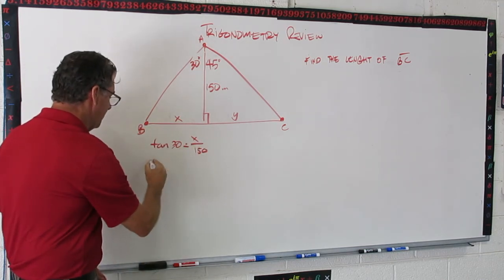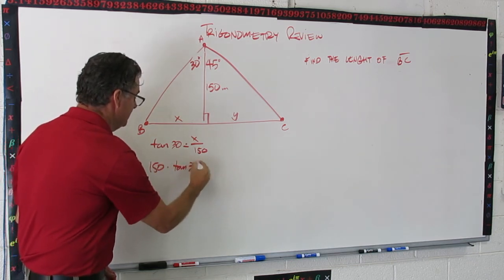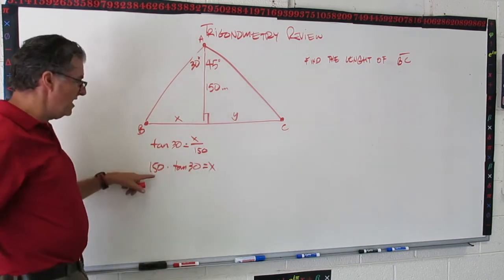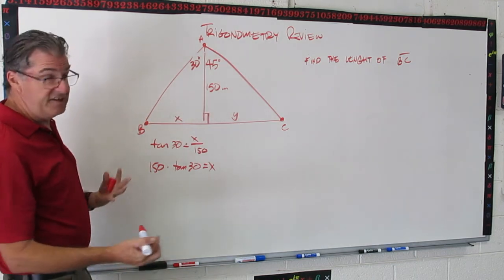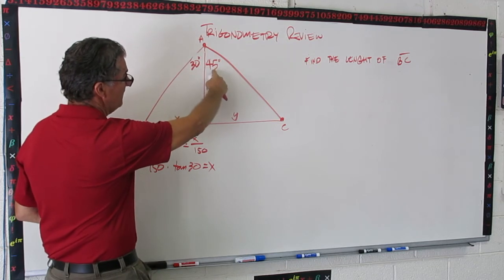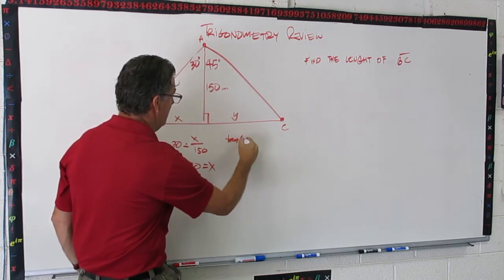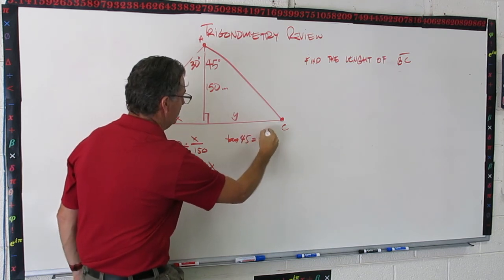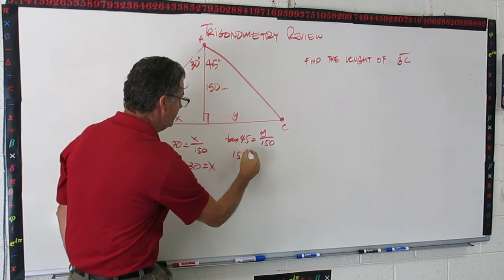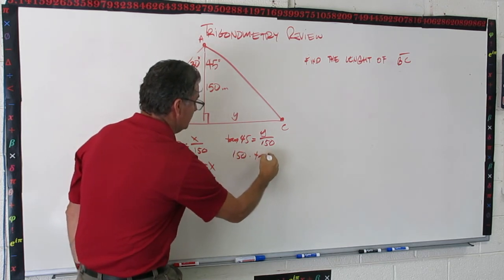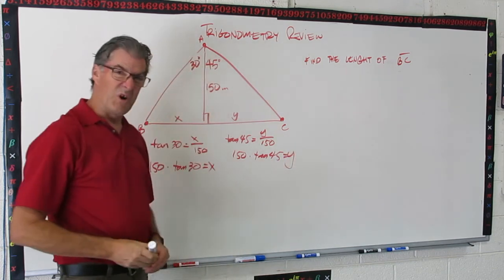Variables up high, you multiply. 150 times tan 30 equals x. Now before I get out my calculator, I'm just going to do the same thing for this one. Again, we have tangent. Tan 45 is opposite over adjacent. So tan 45 equals y over 150. So 150 times tan 45 equals y. So let's crunch some numbers.